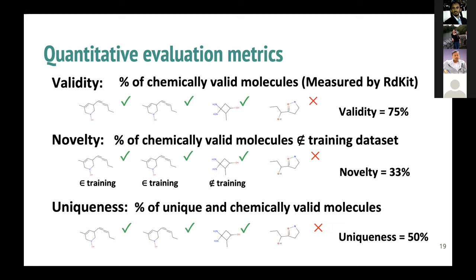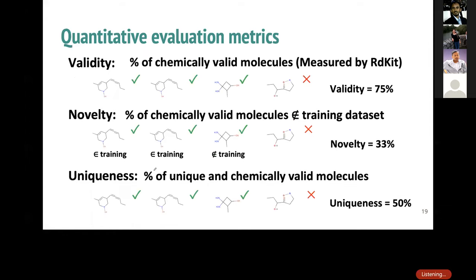The second measure is novelty, the percentage of chemically valid molecules not in the training data set. So they are chemically valid, but they were not in the training data set. So your algorithm is not simply generating the points in the training data set, but it is generating something novel. The third is uniqueness. Uniqueness means that every time the algorithm is generating new molecules. It's not that it is generating the same molecule again and again.